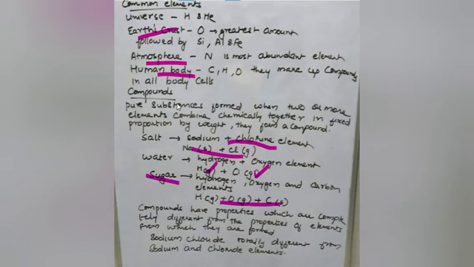Salt is a combination of sodium and chlorine. Water is a combination of hydrogen and oxygen. And sugar is a combination of hydrogen, oxygen and carbon. In fixed proportion by weight, they form the sugar.